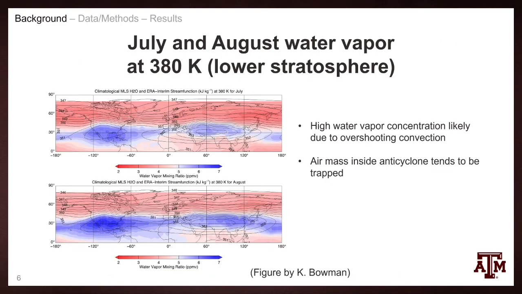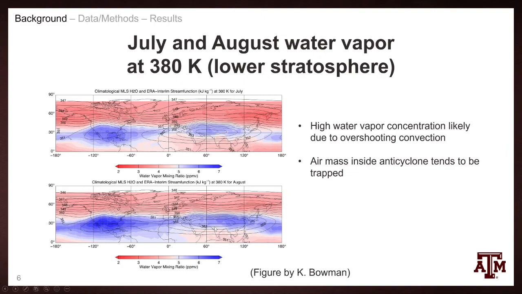Here is another look at water vapor, the connection between water vapor and the anticyclone. Here I am showing the mean stream function of July and August at 380K potential temperature. So this is the lower stratosphere, and the color is the water vapor mixing ratio from the microwave limb sounder. So based on these plots, it's quite apparent that in these regions associated with these lower stratospheric anticyclones, there are high amounts of water vapor.